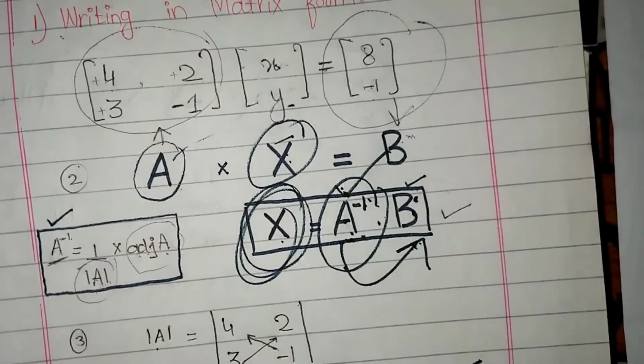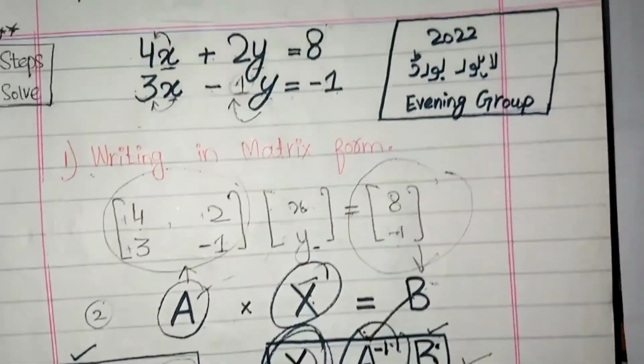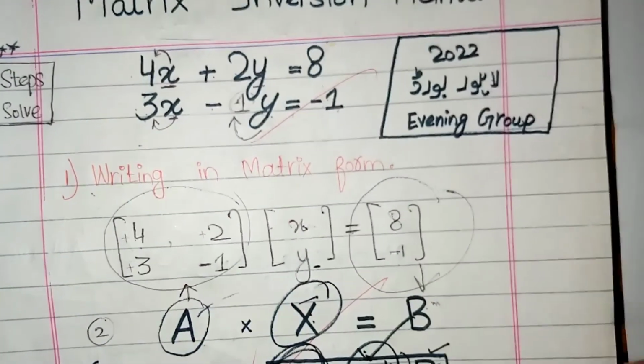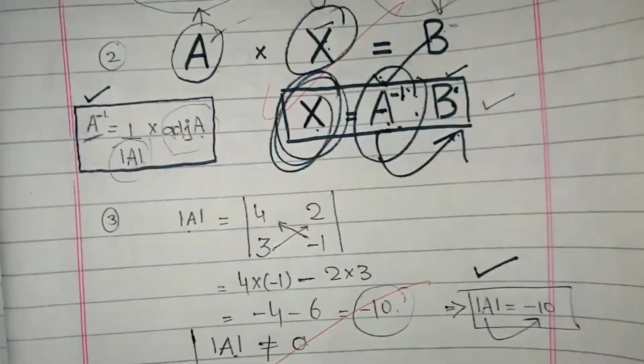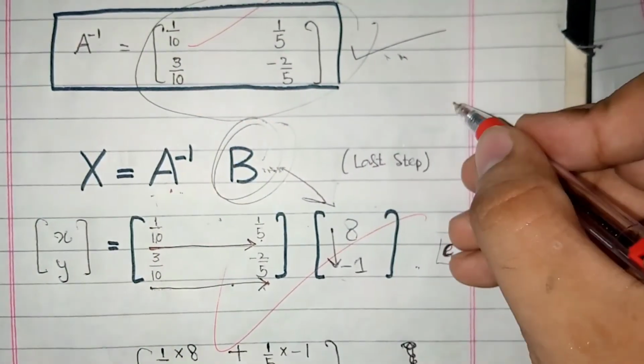If you solve your whole question in this format, the question is checked by the paper checker and you will get 4 out of 4.